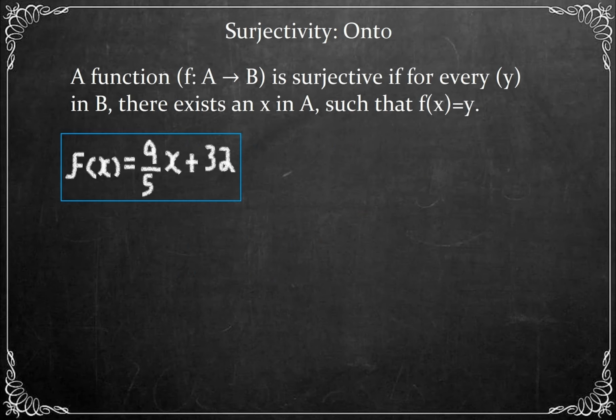To start off, the definition of a surjective function, also known as an onto function, says a function f where set A maps to set B is surjective if for every y in B there exists an x in A, such that f of x equals y.